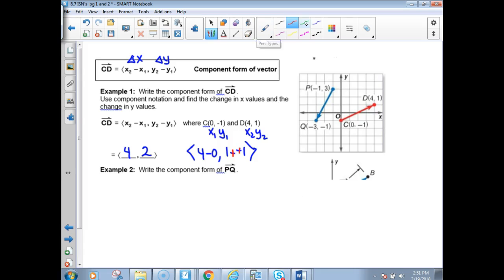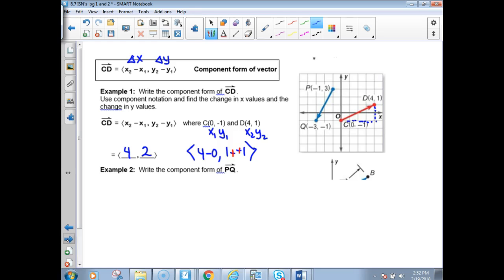And you could go over and look at the counting on this. If you count it over, 1, 2, 3, 4, and then up 2. Did we get 4, 2? Yes. Another way to look at it.